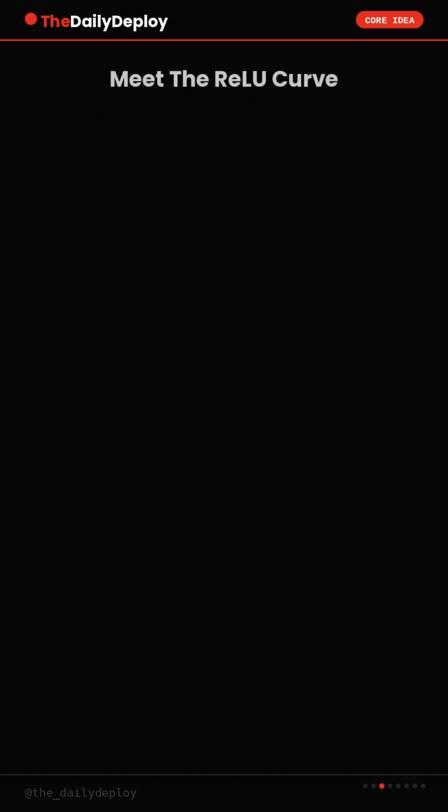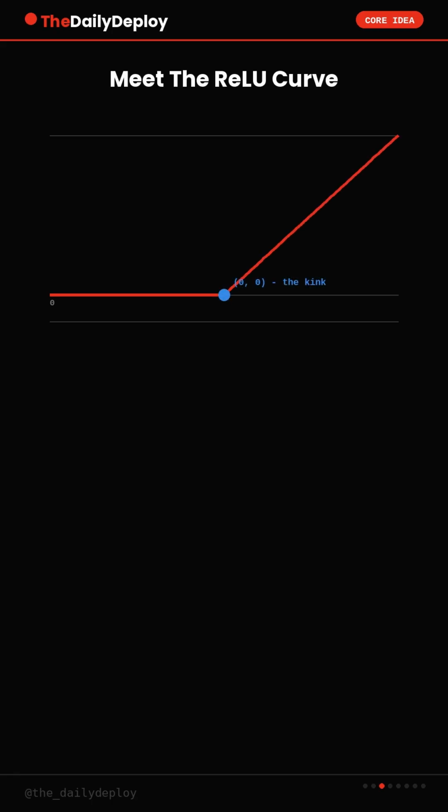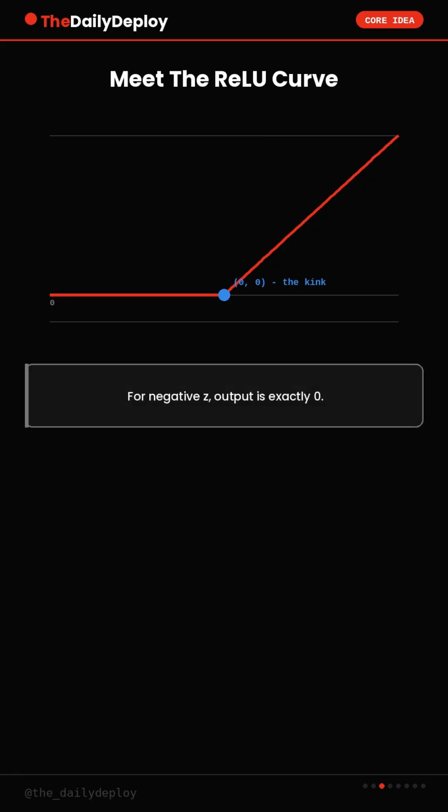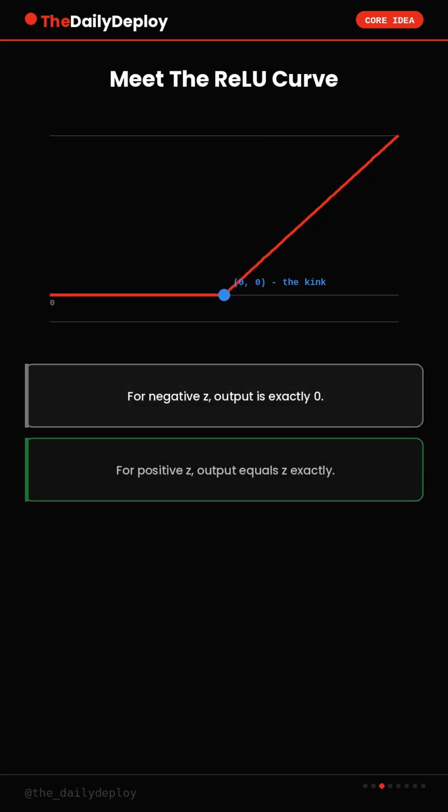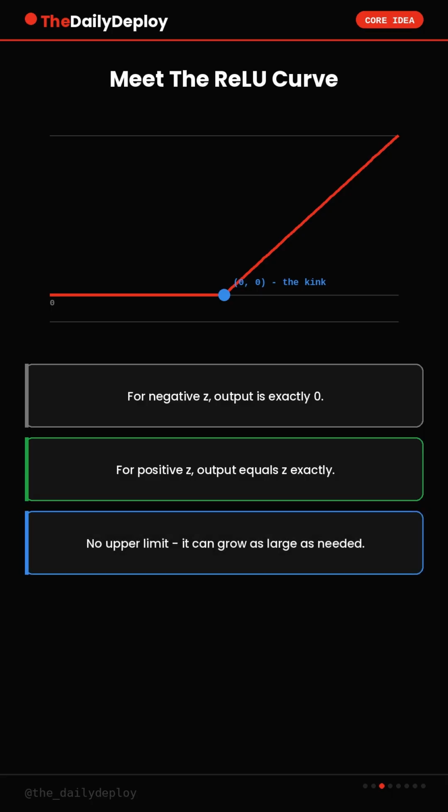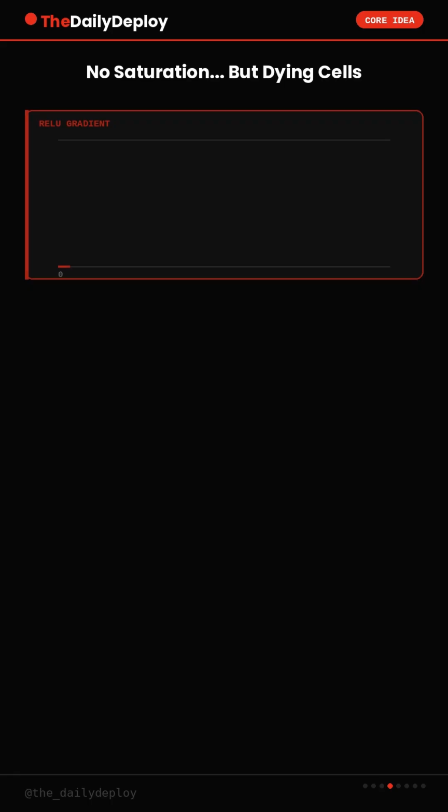ReLU curve is incredibly simple. If the input is less than 0, the output is 0. If the input is 0 or greater, the output is exactly the input. That means the graph is flat on the left, a straight line on the right, and has a sharp corner at the origin. One of ReLU's biggest advantages is that it doesn't saturate for positive values. The gradient stays equal to 1, allowing learning to continue even in very deep networks.